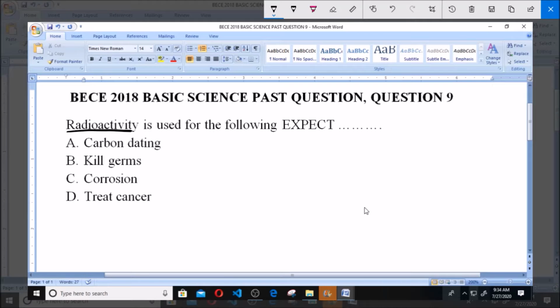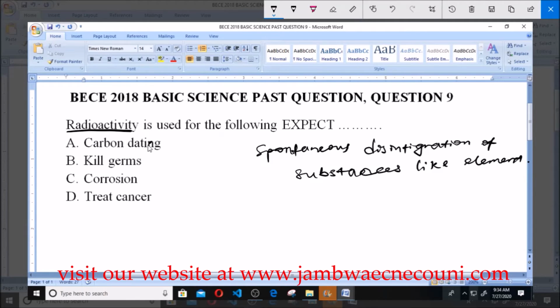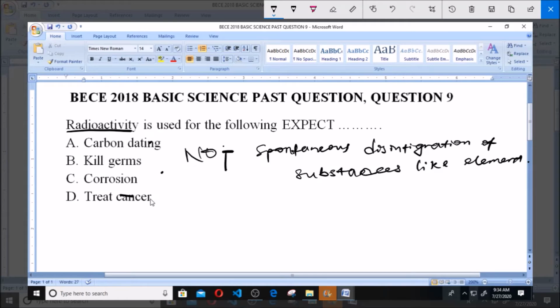Now, like we know, radioactivity here simply means the spontaneous disintegration of substances like elements. So now we have to look for the uses of radioactivity, and then pick from these options which is not a use of radioactivity. A here says carbon dating.